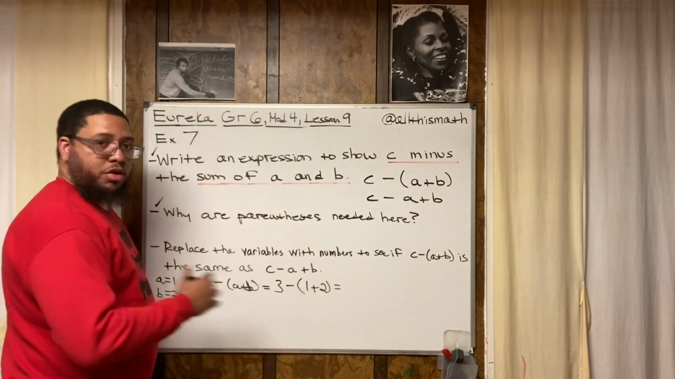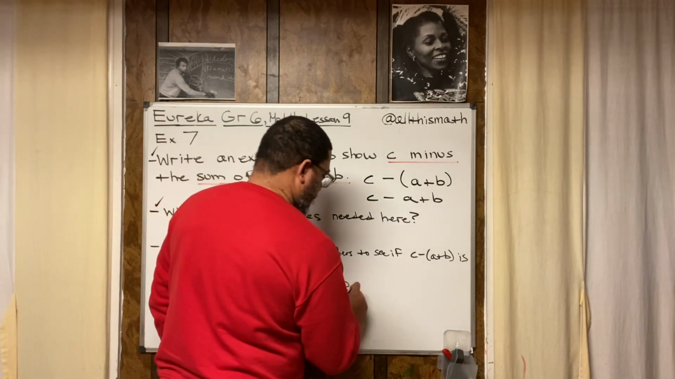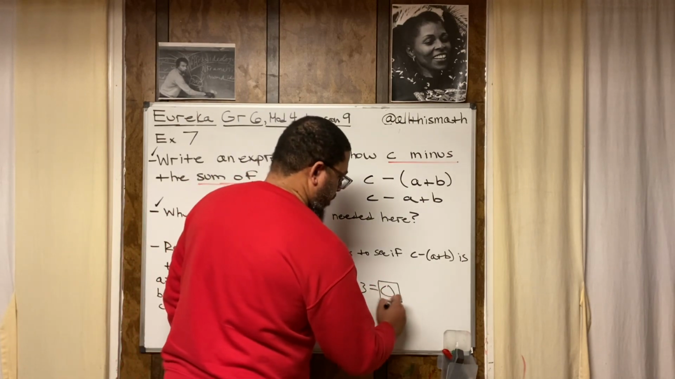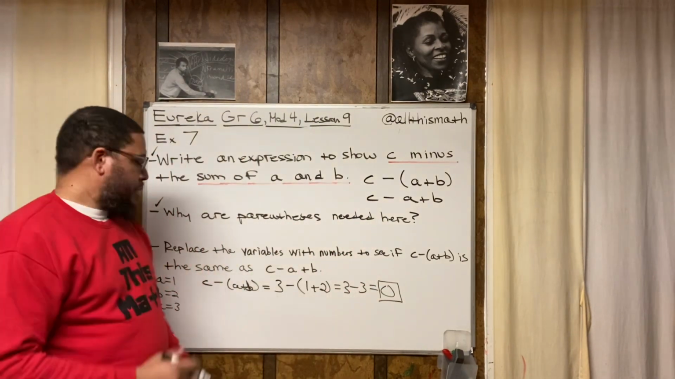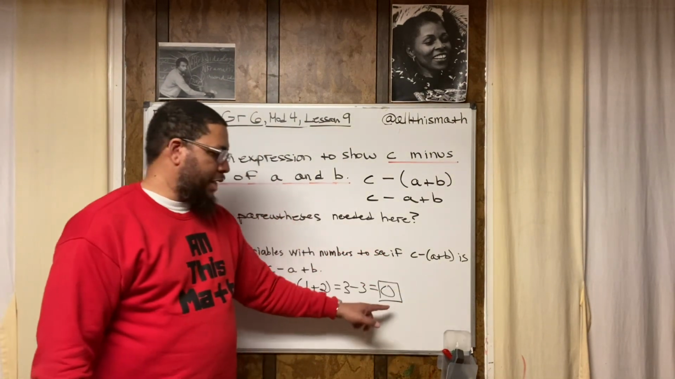So now, follow order of operations. I do 1 plus 2 first. That gives me 3. Then I have 3 minus 3. 3 minus 3 is 0. So, using these three numbers in this expression, I get 0.